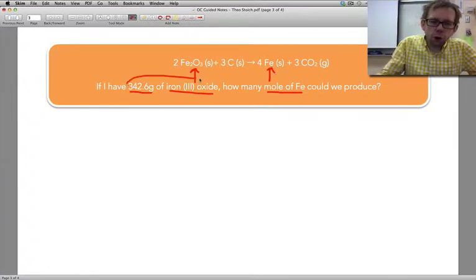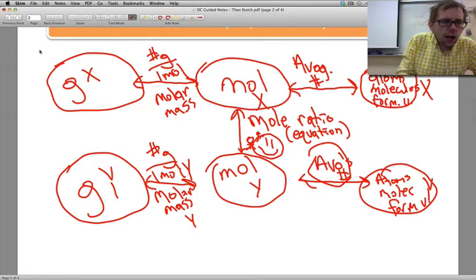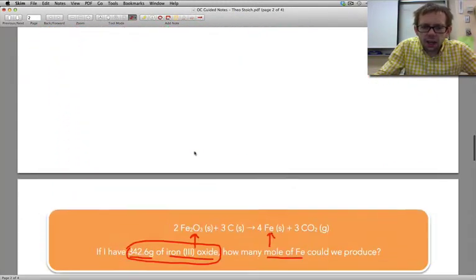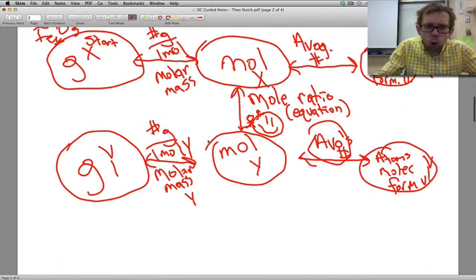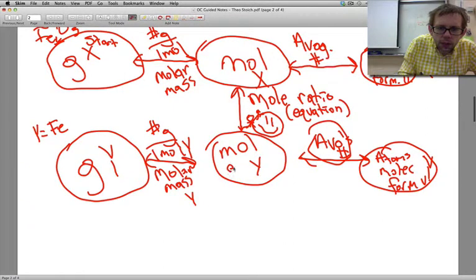Fair question. So, we're going to start with grams of iron 3 oxide. If we think back to our mind map, we'll call that X in this case. X will be our Fe2O3, and we're going to start there in grams of that compound. Then it said it wanted moles of Fe, so I want to end in moles of the other compound. We're going to call Y our Fe, and I want to end just in the moles, so here's where I want to end.